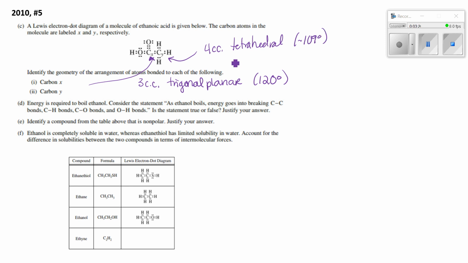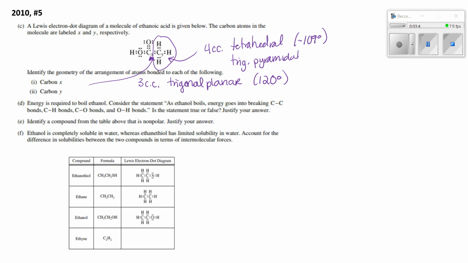They also accepted trigonal pyramidal for this one, in case you were just looking at this part of the molecule, where it'd say, oh, it's a lone pair, and then there's 3 hydrogens sticking out of it. Either one of those was accepted on this question.